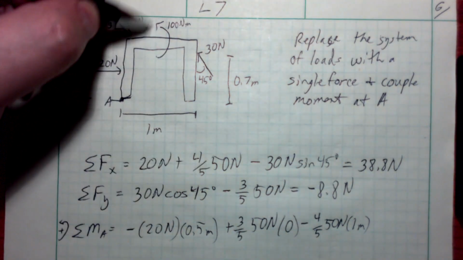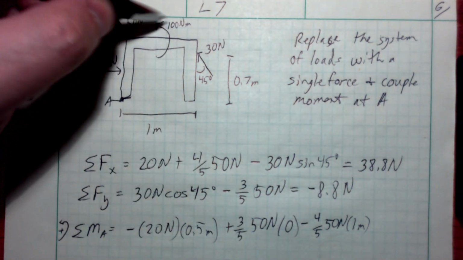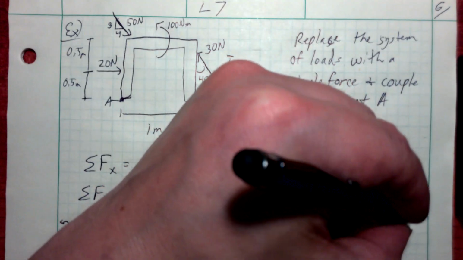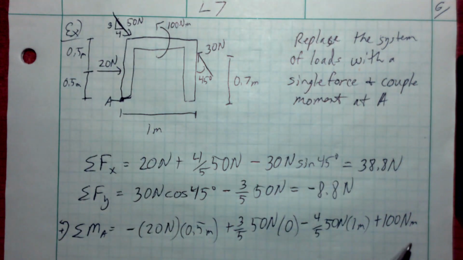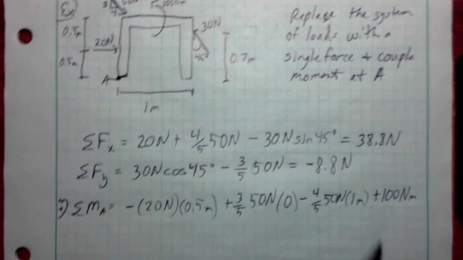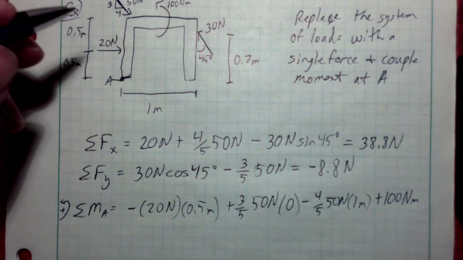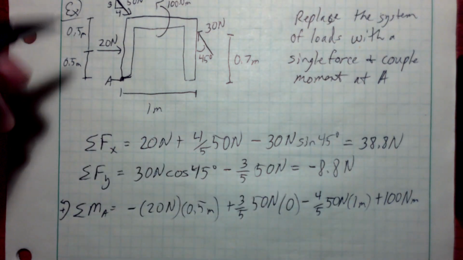I have a counterclockwise 100 newton meters. It doesn't matter where the moment is located. It's just a moment term that needs to be added or subtracted in our equation. And because it's counterclockwise, we're calling it positive, because that's actually pointed in the positive z direction, out of the page at us. So that's plus 100 newton meters.